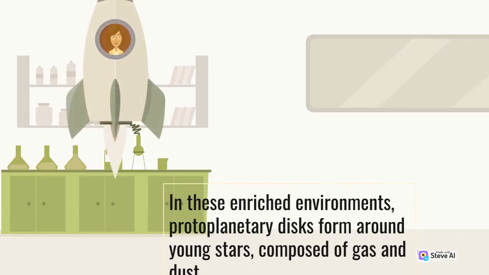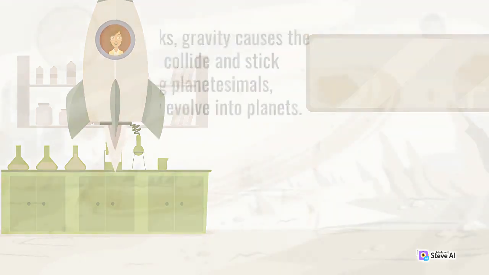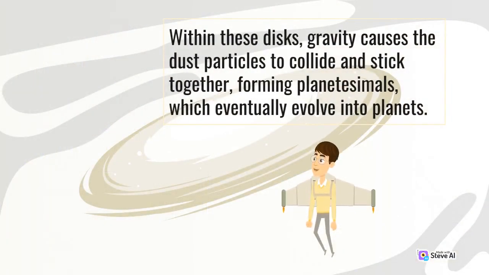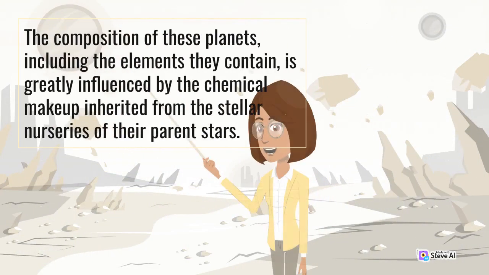In these enriched environments, protoplanetary disks form around young stars, composed of gas and dust. Within these disks, gravity causes the dust particles to collide and stick together, forming planetesimals, which eventually evolve into planets. The composition of these planets, including the elements they contain, is greatly influenced by the chemical makeup inherited from the stellar nurseries of their parent stars.